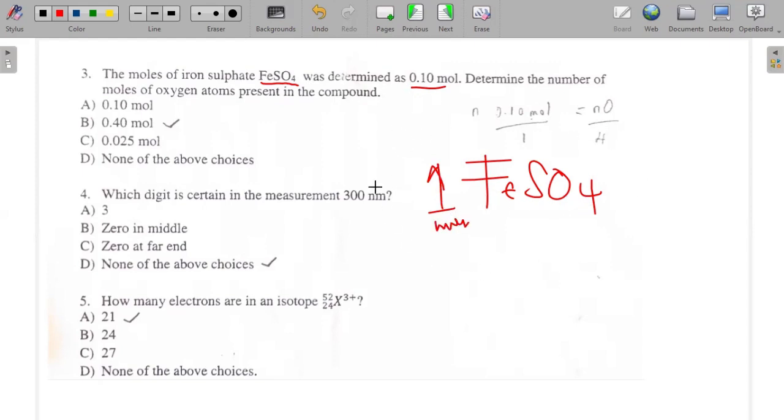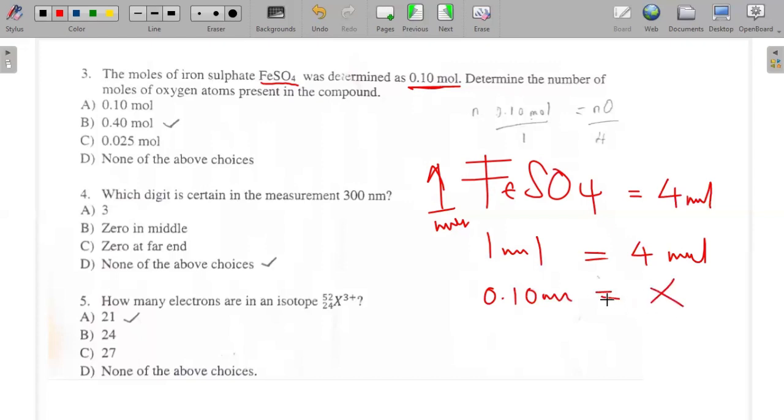So in 1 mole of the iron sulfate, how many moles of oxygen atoms can you see? When you say atoms, it means we are counting each element as an individual element. Here we can see oxygen with a 4 by each side, so it means there are 4 moles of the oxygen atoms. So 1 mole of the iron sulfate has 4 moles of oxygen atoms. What about if I have 0.1 moles of this? How many moles of oxygen atoms am I going to have?